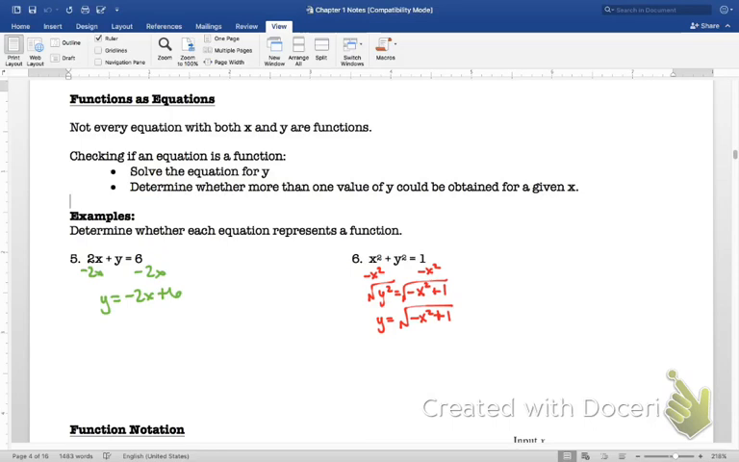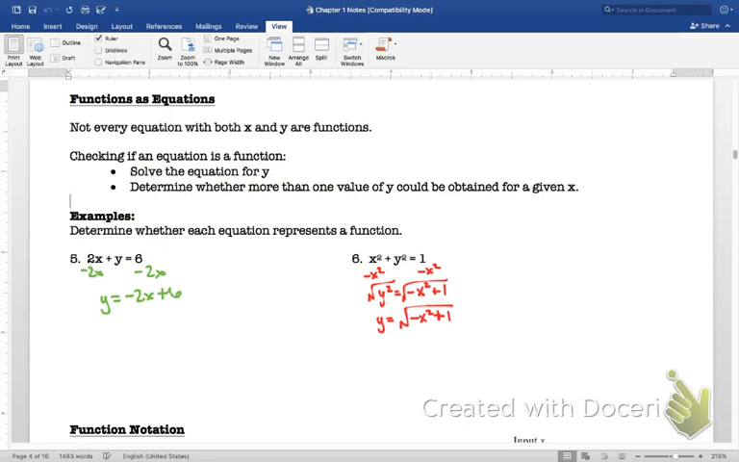What is the problem? It says determine whether more than one value of y could be obtained for a given x value. So basically, could I put in two different x values, or two of the same x values, and get various numbers? Like if I plugged in 2 here, what's the problem if I plug in 2 for x?